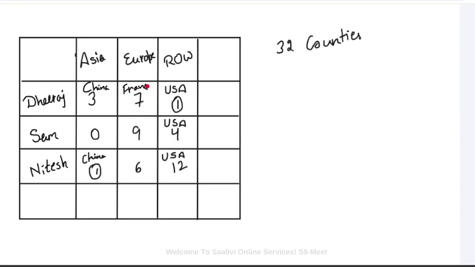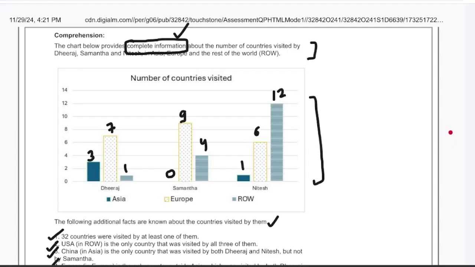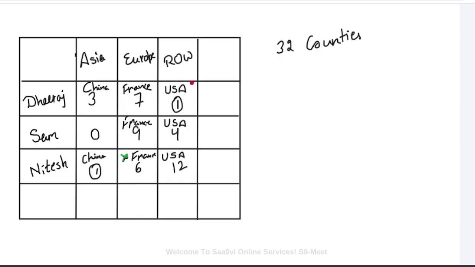And we talk about Samantha. But if we talk about Nitesh, he did not visit it. So he did not visit it. Next information which we have to write down, all the information first at one place, so we can understand this puzzle quite well. Then half of the countries visited by both Samantha and Nitesh are in Europe. Now let's start solving this.